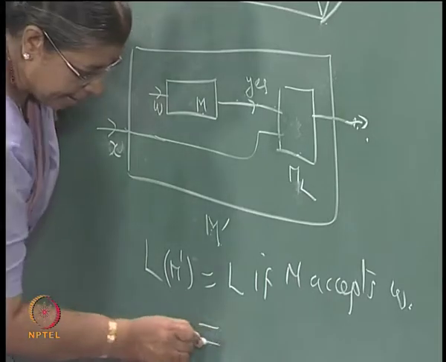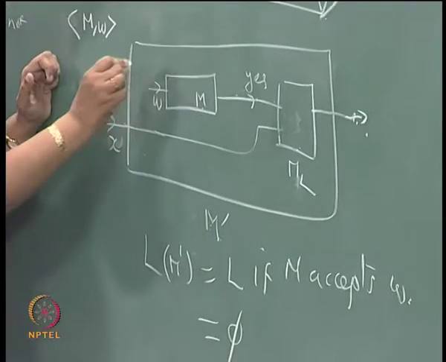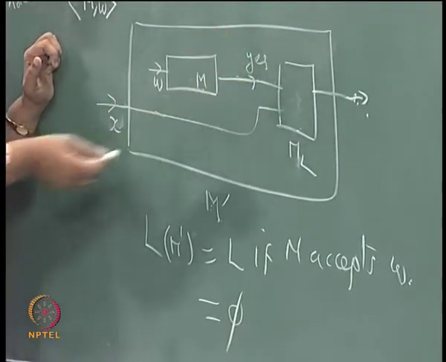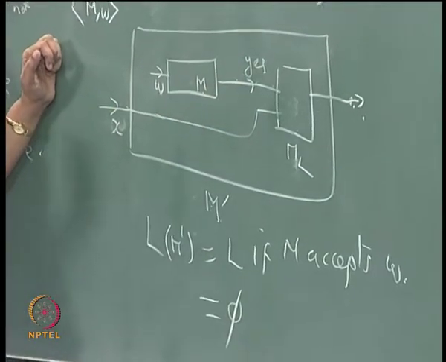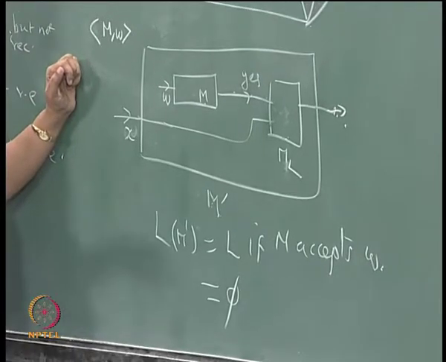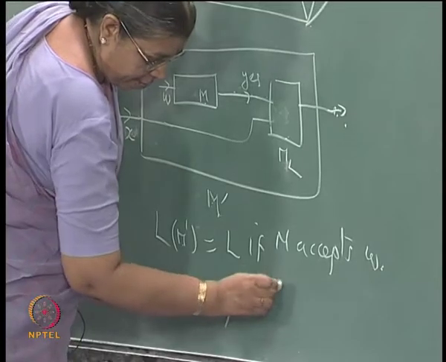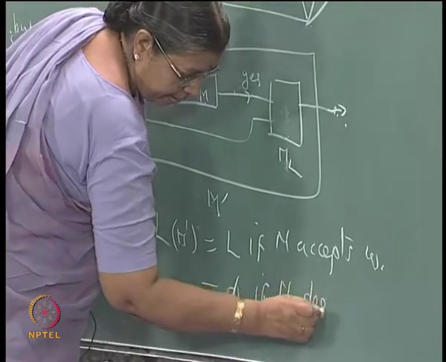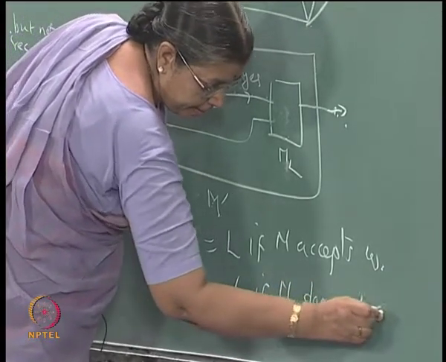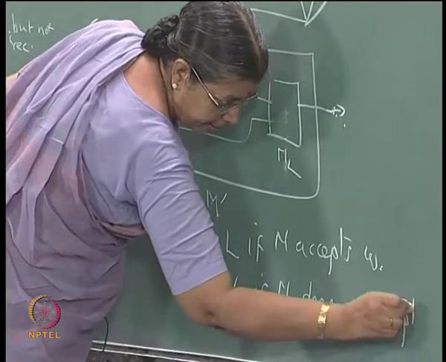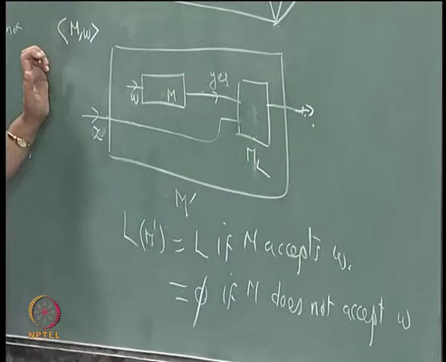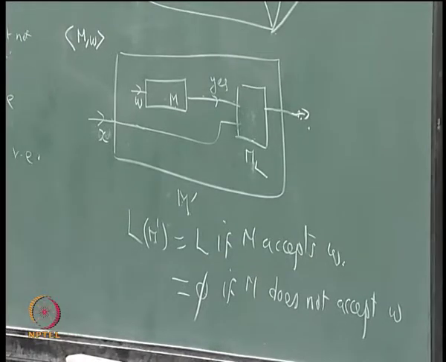L of M dash is equal to empty if M does not accept w. If M does not accept w, this will never get started. So, the language accepted will be empty. Right.